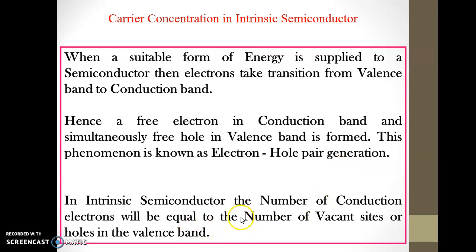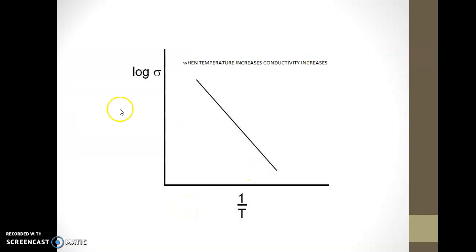In an intrinsic semiconductor, the number of conduction electrons will be equal to the number of vacant sites or holes in the valence band. And this is the relationship between the temperature and log of sigma. When temperature increases, the conductivity will decrease.